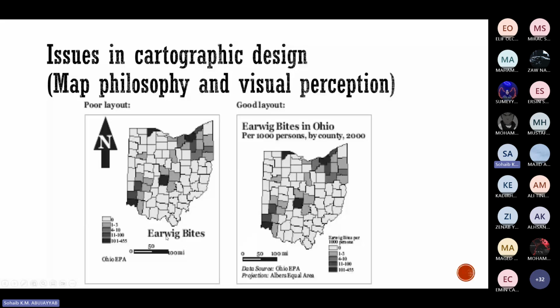While here, the legend representing the colors or the grades of the gray color is explained, that each color degree represents 1,000% for each polygon. Okay.